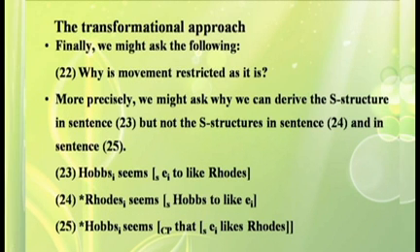Finally, we might ask the following: why is movement restricted as it is? More precisely, we might ask why we can derive the S-structure in sentence 23 but not the S-structures in sentence 24 and in sentence 25. Hobbes_i seems [S-structure e_i to like roads]. Roads_i seems [S-structure Hobbes to like e_i]. Hobbes_i seems [CP that [S-structure e_i likes roads]].